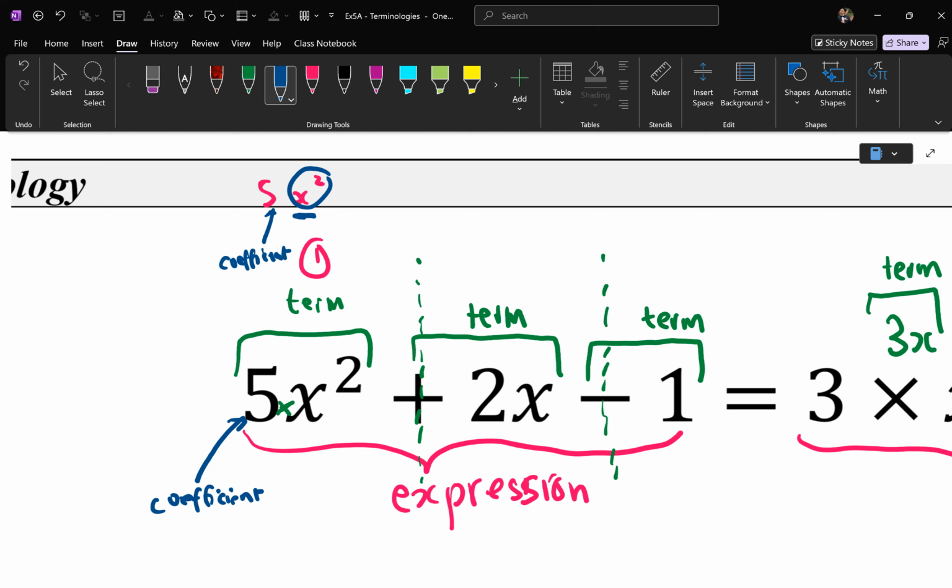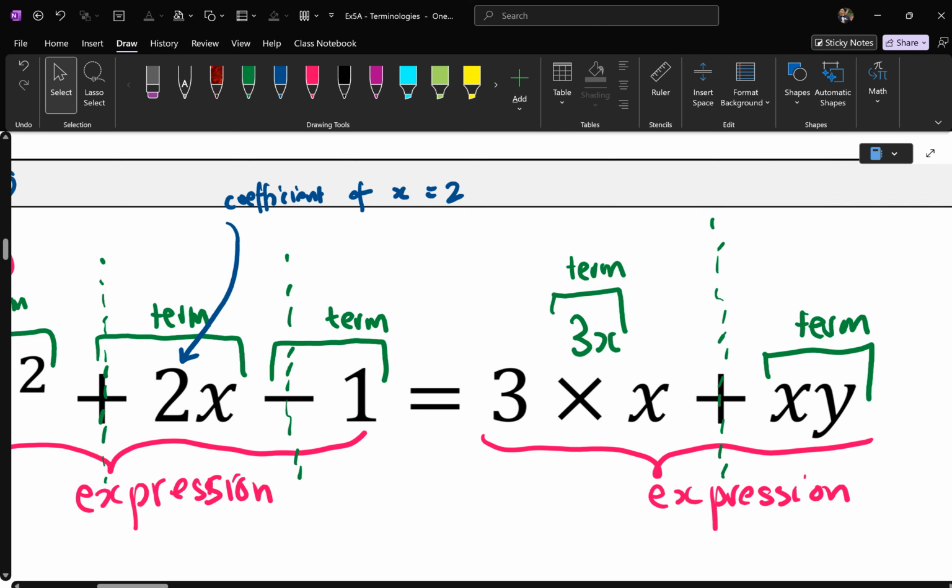Whereas the next one, if I wanted to say the number in front of it, which notice it's a positive 2, we would say it's the coefficient of x. Very good. That's the variable. So the coefficient of x is equal to, whoops, not 5, positive 2. Okay?